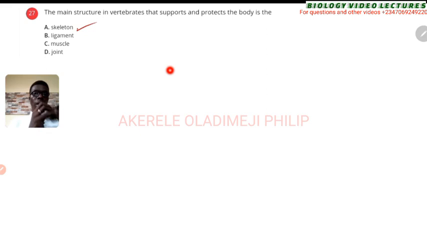The thorax covers the heart and the lungs. The spinal cord is enclosed in what? The vertebral column, which we call the backbone. So the skeleton helps to protect us, really. It protects and also supports movement and all that.